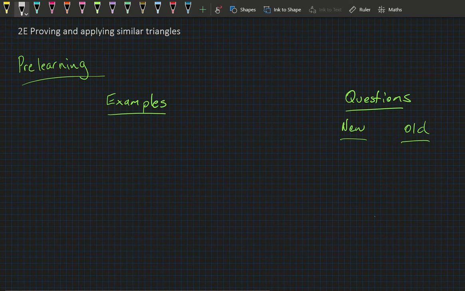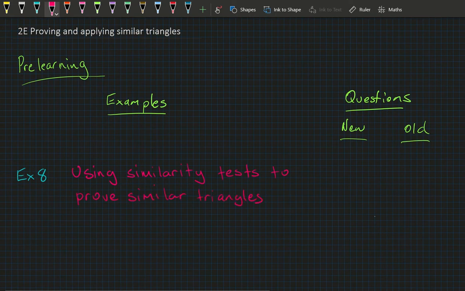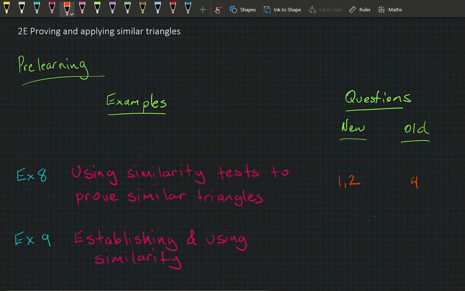Your examples and pre-learning for this exercise are example 8, using similarity tests to prove similar triangles. And your pre-learning for this example is questions 1 and 2 in the new book and question 4 in the old book. And then we'll be doing example 9, which is establishing and using similarity. And your pre-learning for this will be question 5 in the new book and question 7 in the old book.